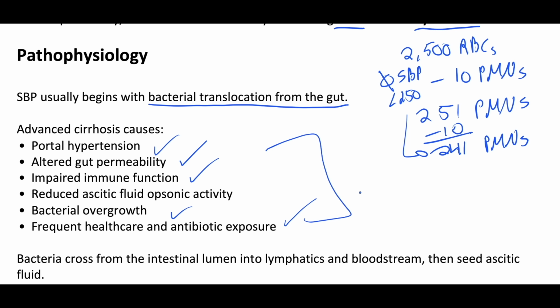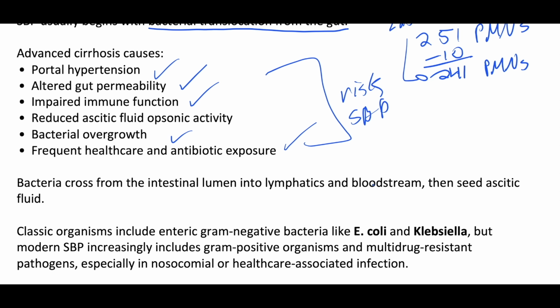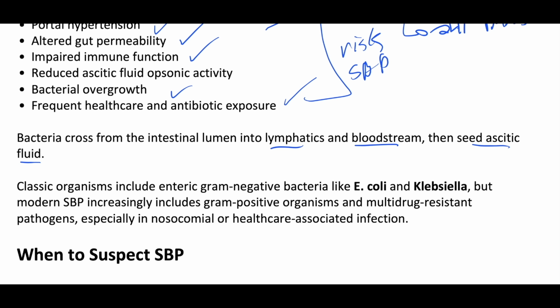All these things contribute to the risk for SBP and how those bacteria translocate over there. So they cross the intestinal lumen. They sometimes get in the lymphatics, sometimes get into the bloodstream, and then sometimes seed the ascitic fluid. And they could just grow like mad then. So because of that, the classic organisms you're going to expect are going to be enteric gram-negative bacteria, right?